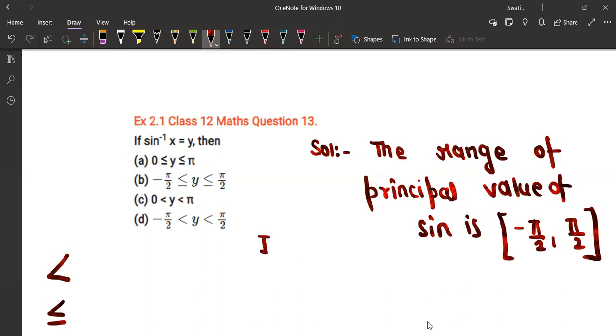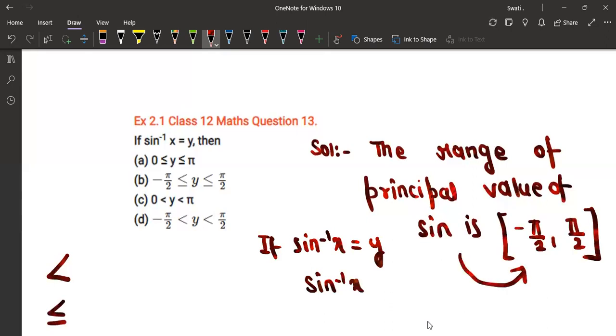So if sine inverse x is equal to y, that means I can simply write down this as sine inverse x. And we know that sine inverse x will lie between, because that is the range, right? Sine inverse x will lie between minus pi by 2 to pi by 2, where of course you can see that both are included. So that means this one I'm going to use.